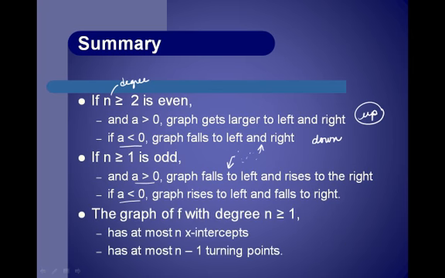And lastly, the graph of f with degree n greater than or equal to 1 has at most n x-intercepts and has at most n minus 1 turning points.